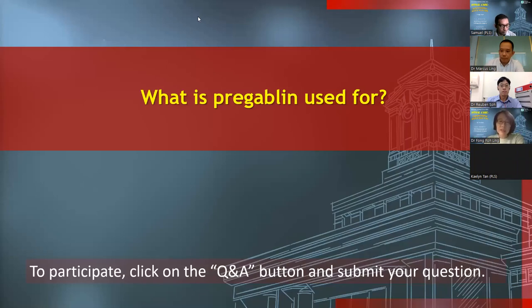So cementing is done in A, if the fracture is fresh, an acute fracture, usually less than 3 months. B, the patient still has pain despite being on a brace. And C, the patient has no known numbness or weakness in the lower limbs in the thoracic spine compression fracture. Yeah.